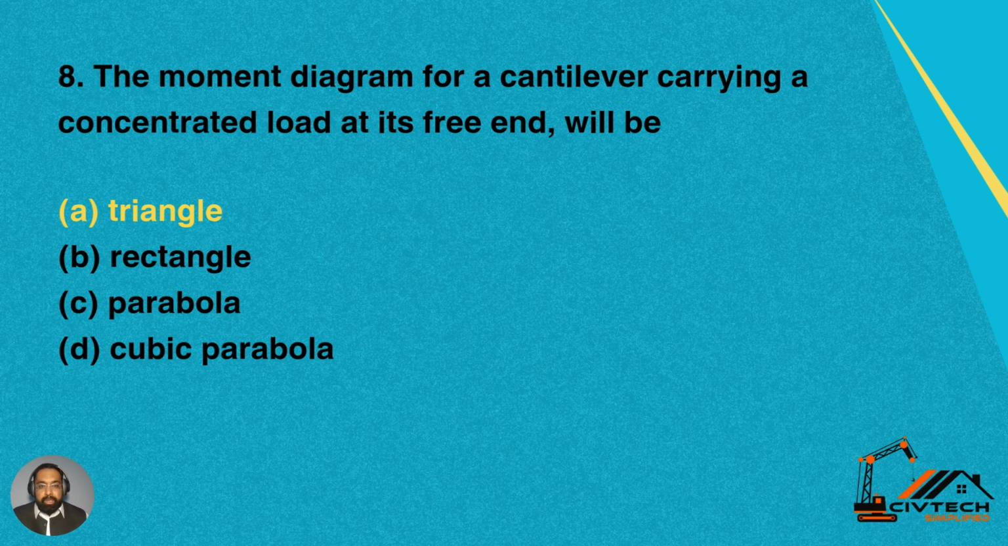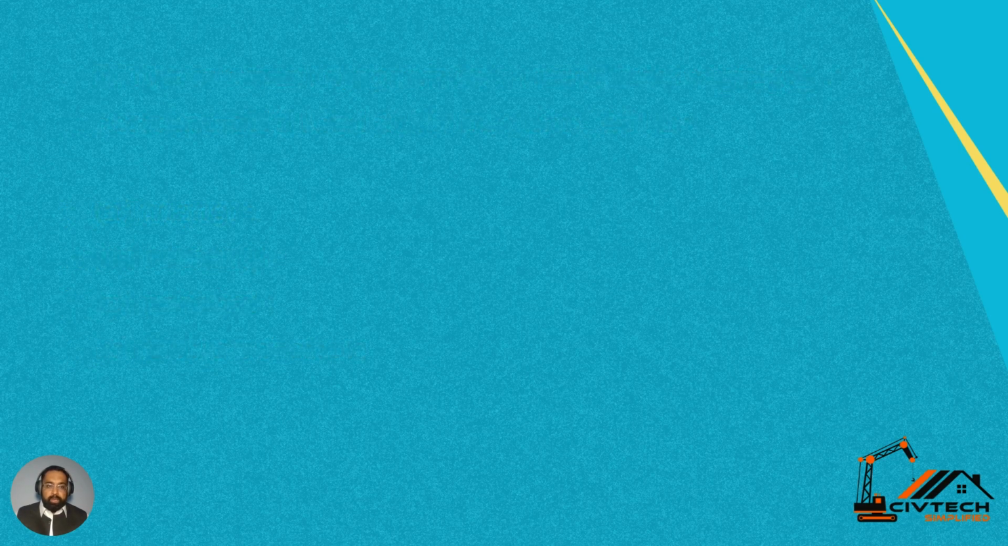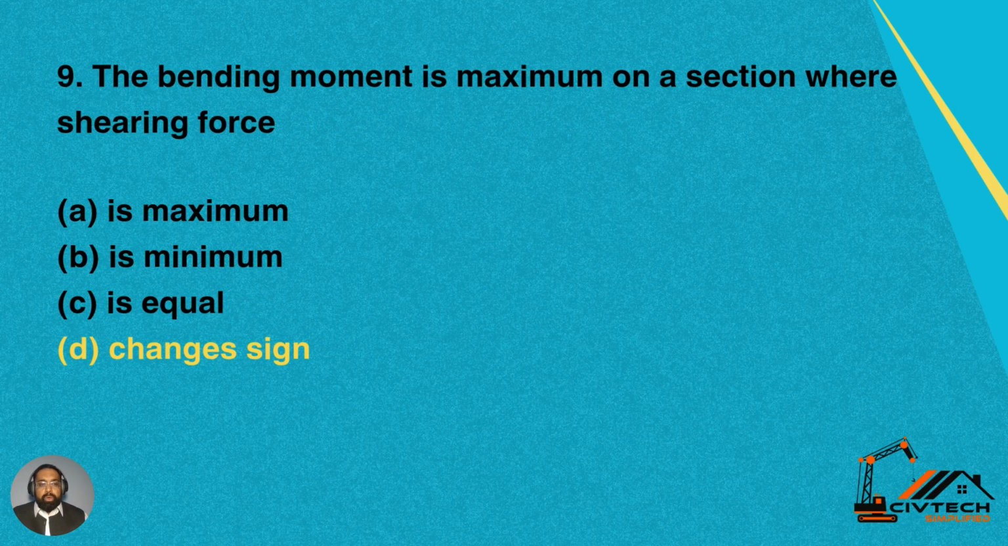Question 8. The moment diagram for a cantilever carrying a concentrated load at its free end will be: the bending moment diagram for a cantilever beam carrying a concentrated load at its free end will be option A, triangle; option B, rectangle; option C, parabola; option D, cubic parabola. So A is the correct answer, triangle. The bending moment diagram for a cantilever carrying a concentrated load at its free end will be triangular. A is the correct answer.